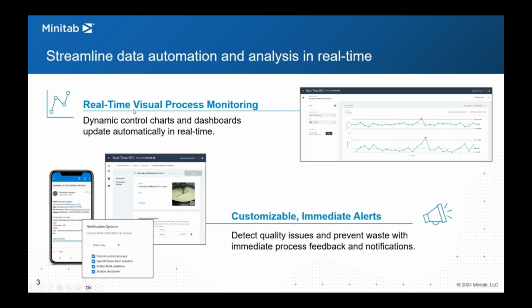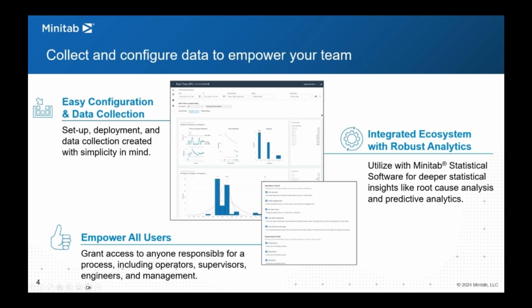There is still real-time visual process monitoring. The dashboard would still show up right there at the line. You also have customizable immediate alerts. Connect and real-time SPC could both send alerts right to your cell phone or email. And those alerts could be based on control limits, spec limits, any arbitrary limits you want, or if a station shuts down. Those are all possible and easy to implement.